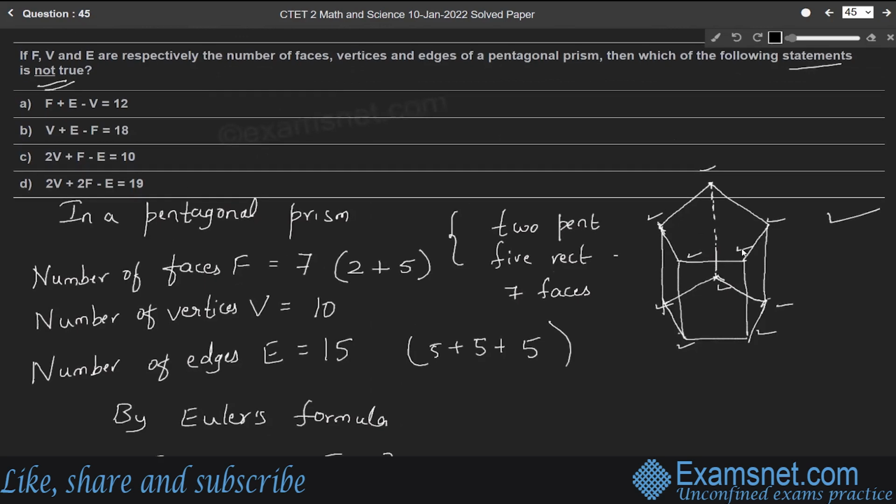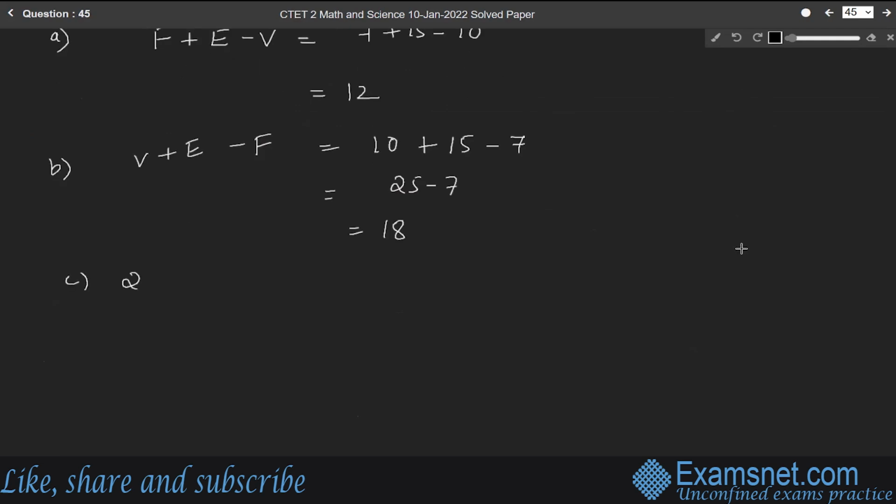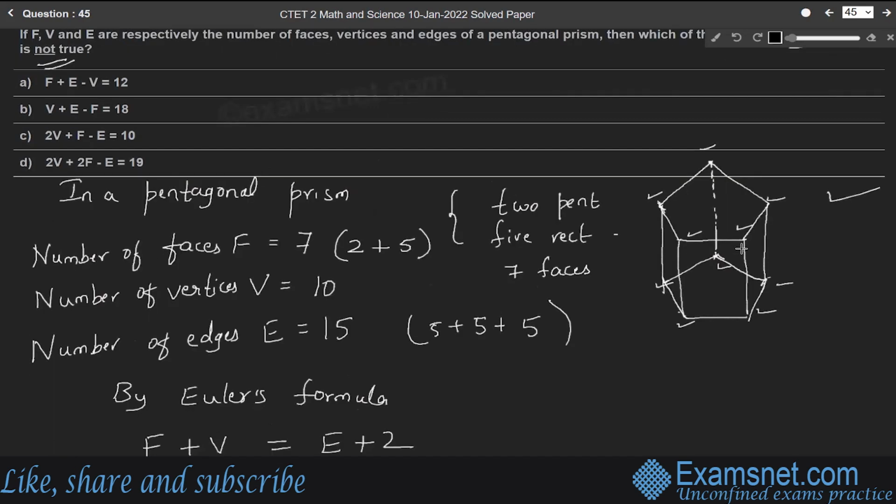And check with C. 2V plus F minus E is equal to 2 times 10 plus 7 minus 15. So 27 minus 15, which is equal to 12. So check with the answer. Here it is 10. Therefore, option C is not true. Therefore, the correct answer is option C.